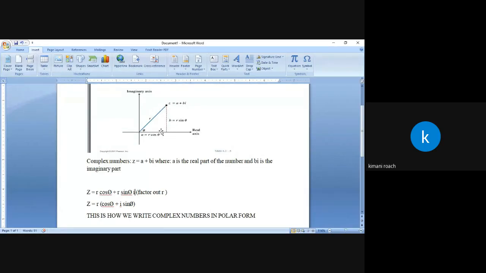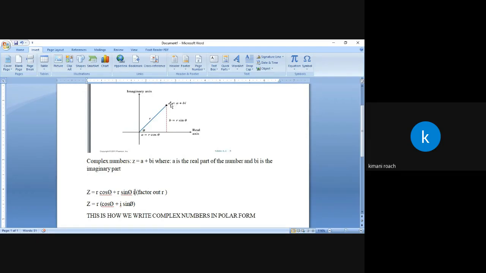Looking at what is happening here, we move along our real axis and we move along our imaginary axis, forming what we'd call a right angle triangle. Now, this distance a is going to be equal to r cos theta. And this distance b is going to be equal to r sine theta. Now, remembering that we're moving along our imaginary axis, this distance is going to be equal to r sine theta times i.